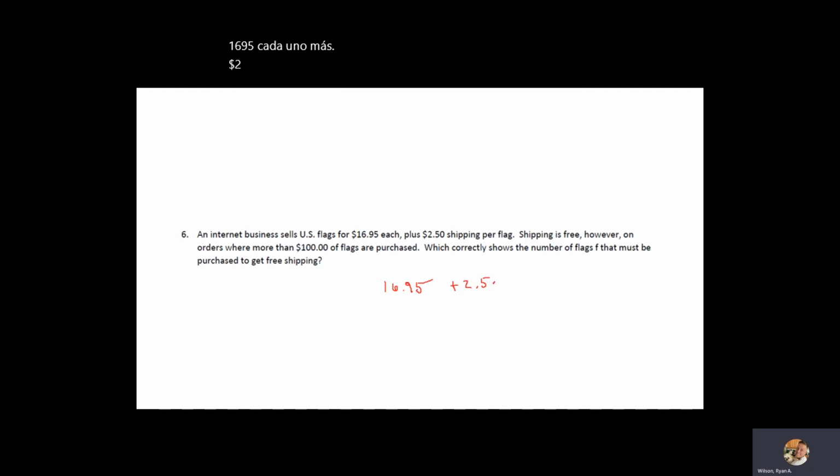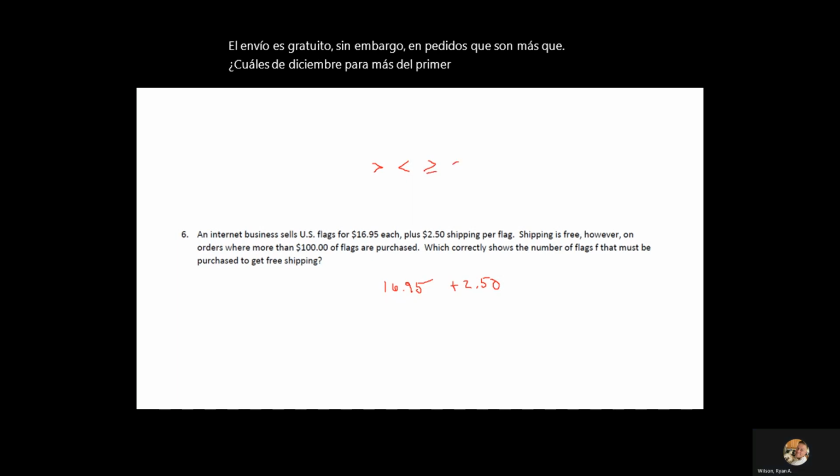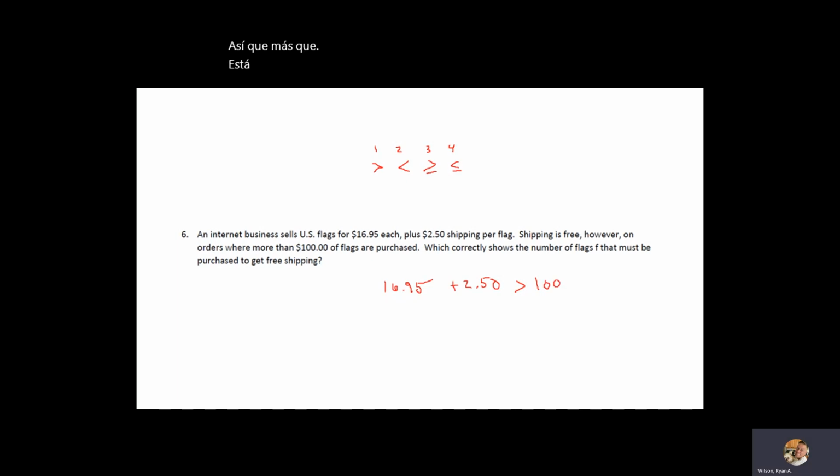$2.50 for shipping. Shipping is free, however, on orders that are more than, which one's the symbol for more than? First, second, third, or fourth? 1, 2, 3, or 4? 1, very good. So more than $100. Okay, so let's see. Which correctly shows the number of flags F? So we have to put the variable F. Where do I need to put my variable F in this inequality so that it works?